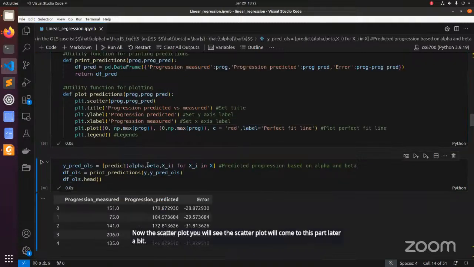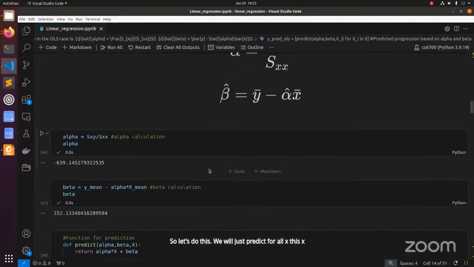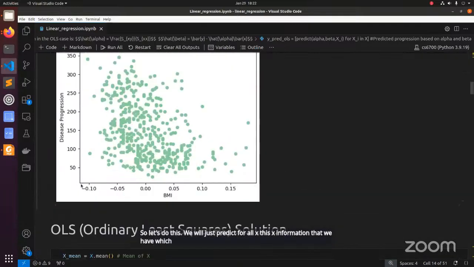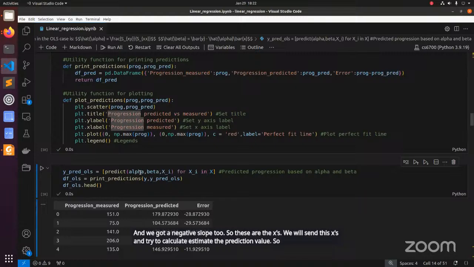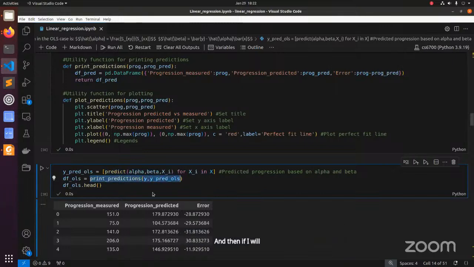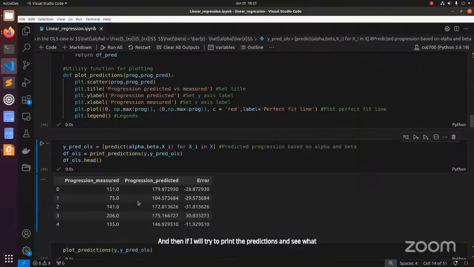So let's do this. We will just predict for all x, this x information that we had, which was these data points. Since we are fitting a line in this, and we got a negative slope too. So these are the x's. We will send these x's and try to estimate the prediction value. So we are sending each x in the predict function and predicting the diabetes progression for each individual x. And then we will try to print the predictions and see what happens. So this is how it looks like.